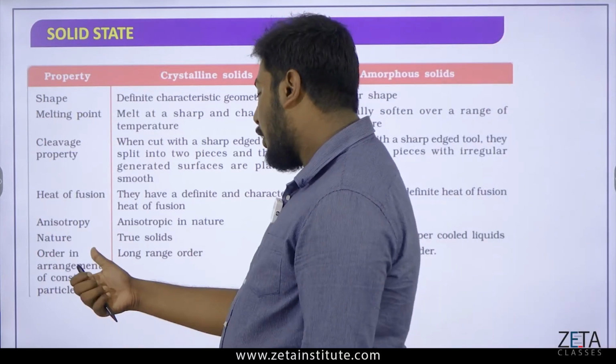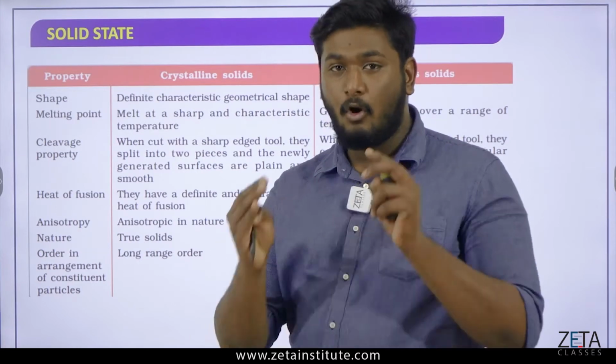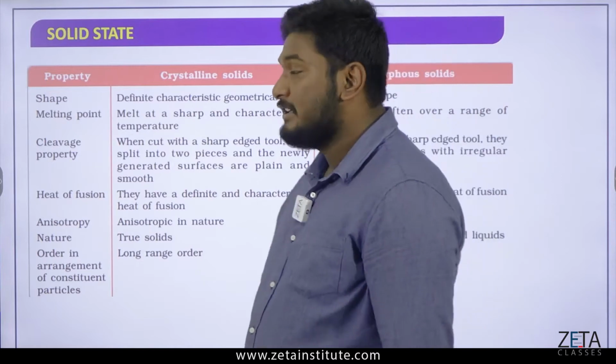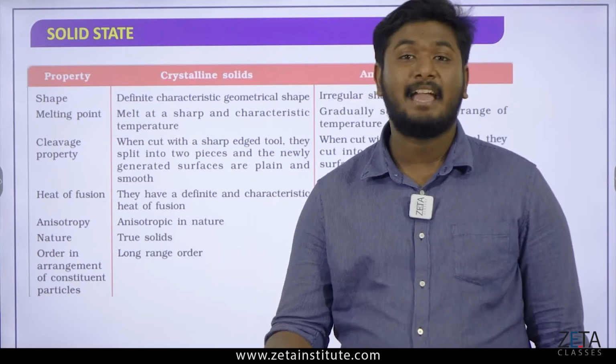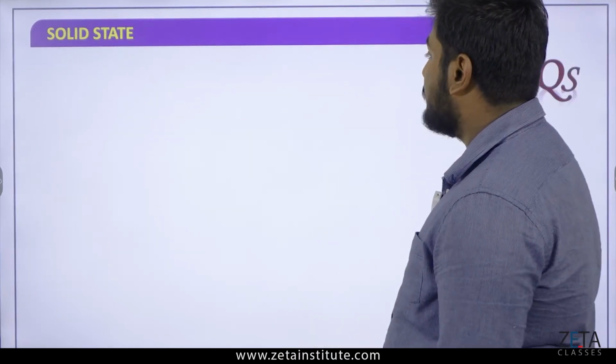So here, order of arrangement, we can say in case of crystalline solid, we already saw the diagram. They have a long range order, but here only short range order is present. Clear? So these are the differences between our first classification, that is crystalline and amorphous solid. Clear? So now we can check an MCQ question over here.